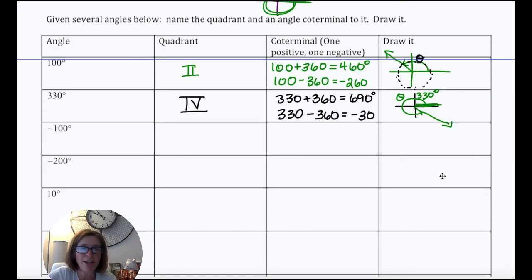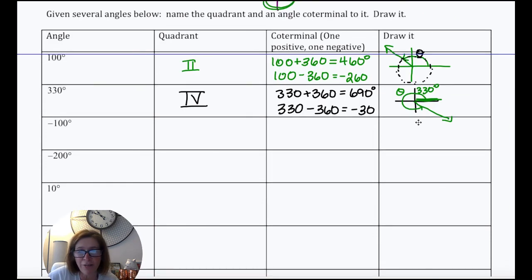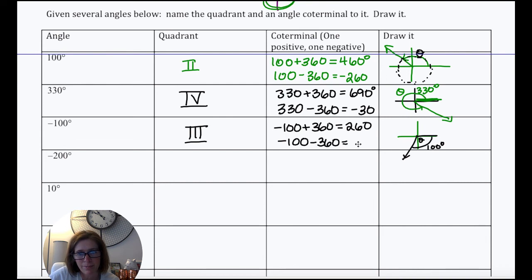All right, so let's try another one, negative 100. Okay, negative 100, let's draw it first. So if I'm here, negative 100 starts in standard position but goes in this direction. So I have to pass 90 degrees here, and I'm going to be right about there. That's going to be negative 100 degrees. So that's my theta, okay? All right, so I'm in quadrant 3. I'm going to add 360, which is going to give me 260, and I'm going to subtract 360. And I could keep doing this. I could keep adding 360, adding 360, adding 360, because we're going to keep going around the circle.